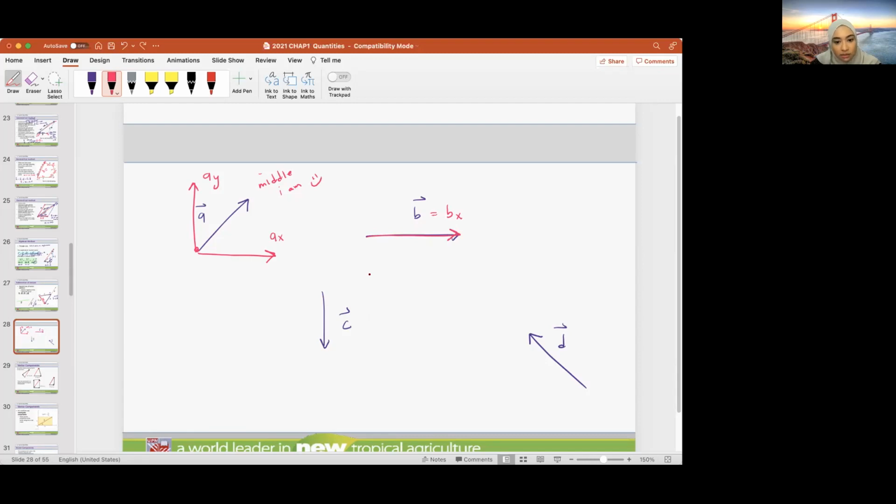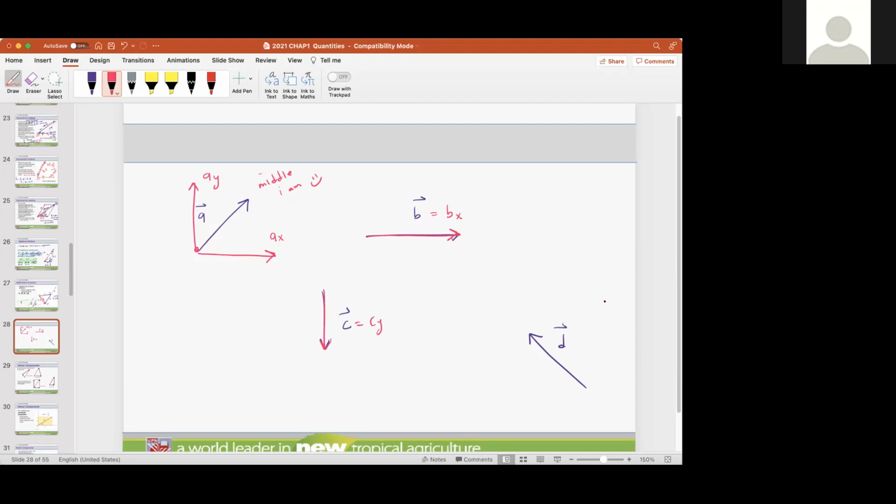Can anyone guess? How should I write the X and Y components? It only has Y component. It only has one component, which is negative CY. Correct. So this is equal to just negative CY. It does not have an X component.